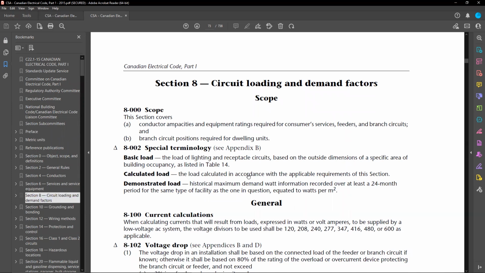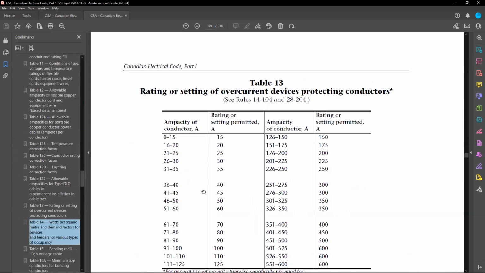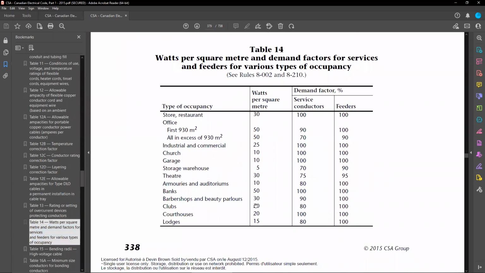We can follow the basic load calculation, Table 14. So these values are lighting and receptacles. Plus to it will be the mechanical load and special lighting load. Demand factor: here we have service conductors and feeders.